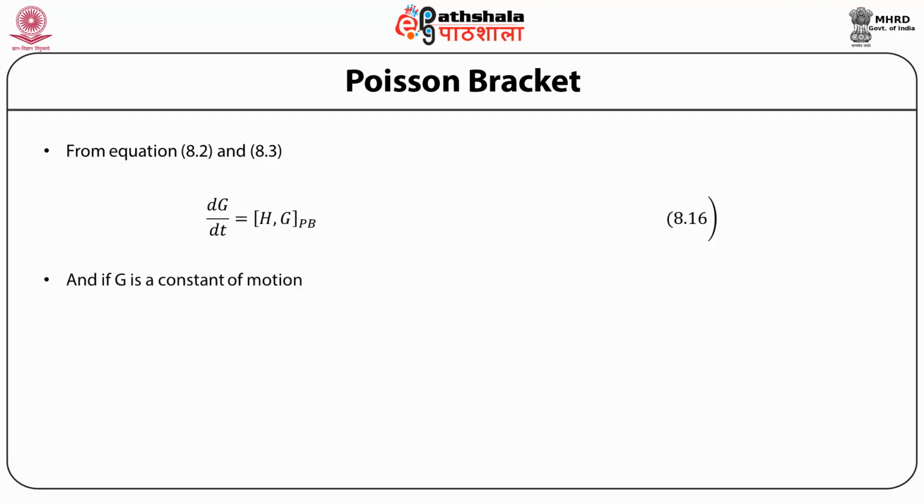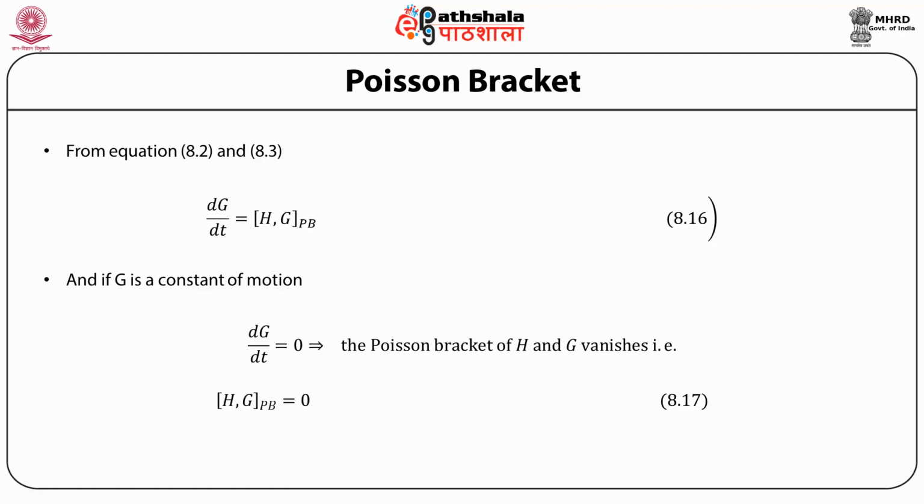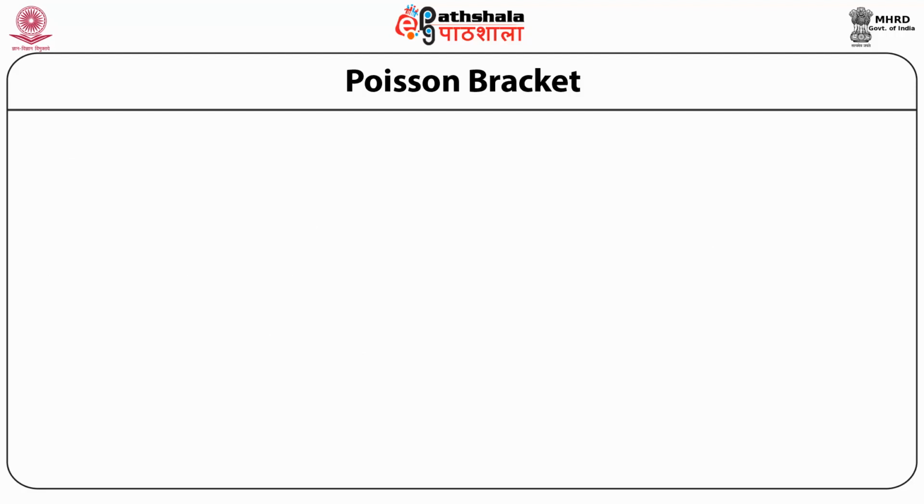Now, if g is a constant of motion, then obviously the derivative of g with respect to time is equal to 0, which means the Poisson bracket of H with g vanishes. So, if the Poisson bracket of a dynamical variable with the Hamiltonian vanishes, then that dynamical variable is constant in time. We will now explore the relationship between the angular momentum and the Poisson bracket.